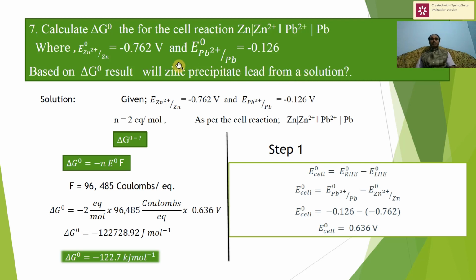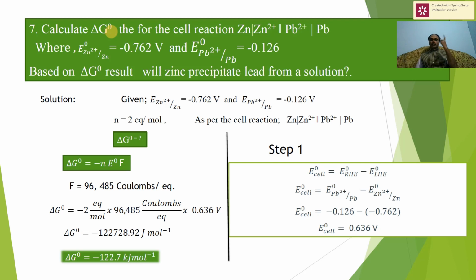There are two things being asked in this problem. One is to calculate delta G naught, that is the first statement in the problem. And secondly, based upon this delta G naught result after calculation, they have asked, will zinc precipitate lead from a solution? This is the second question. Our first target is to calculate delta G naught, then you have to answer the second question. Now, how to calculate delta G naught?